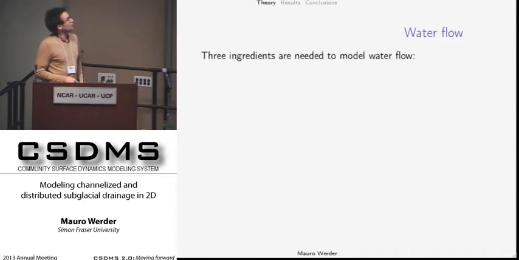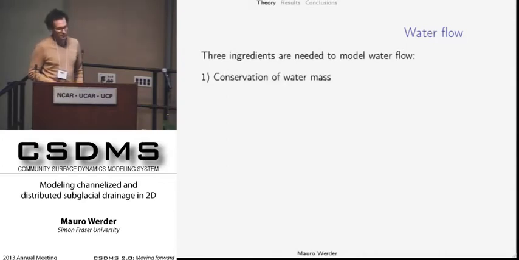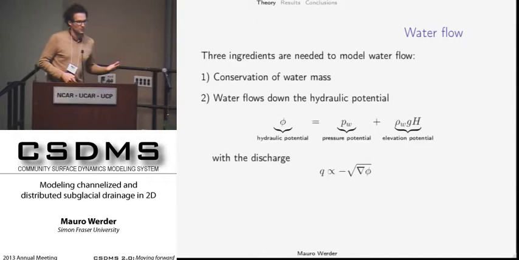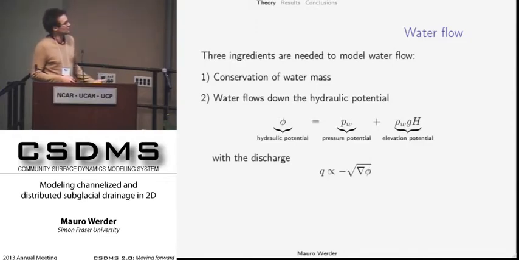To model water flow, three ingredients are needed. The first one is conservation of water mass. The second one is that water flows down the hydraulic potential gradient. The hydraulic potential is defined as the pressure plus the elevation, so that's just rho g h. And then we use an empirical relation between discharge and the hydraulic potential, of Manning or Darcy-Weisbach type. So the discharge is proportional to minus the square root of the gradient of the hydraulic potential.